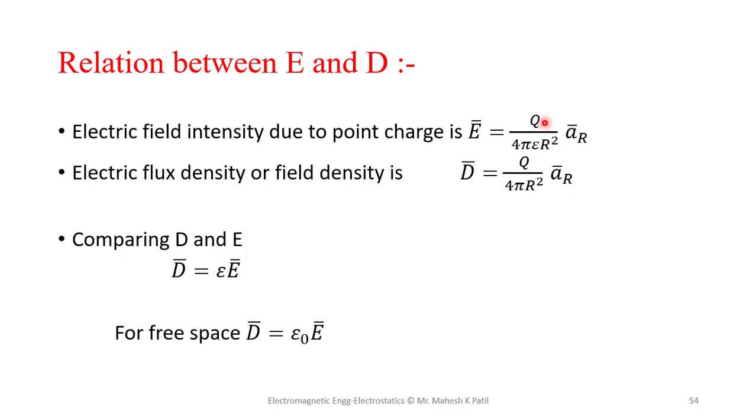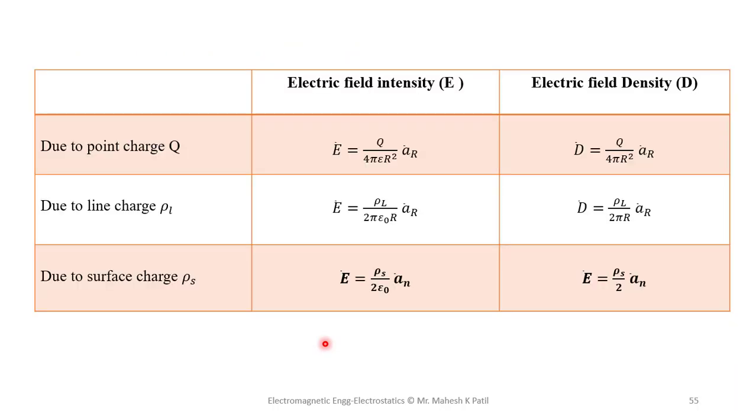Now if you observe these two equations carefully, after comparing them we can write D equal to epsilon E, means flux density is equal to permittivity into electric field intensity. So for free space, this epsilon is equal to epsilon naught. Therefore, for free space we can write D is equal to epsilon naught E. So this is the relation between E and D.